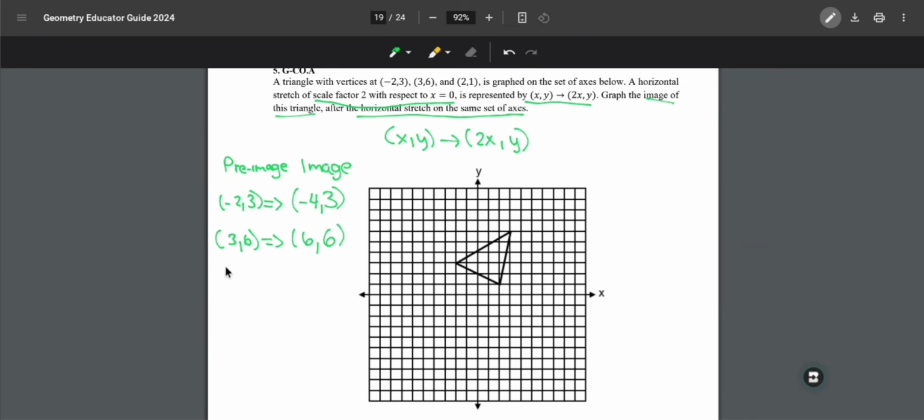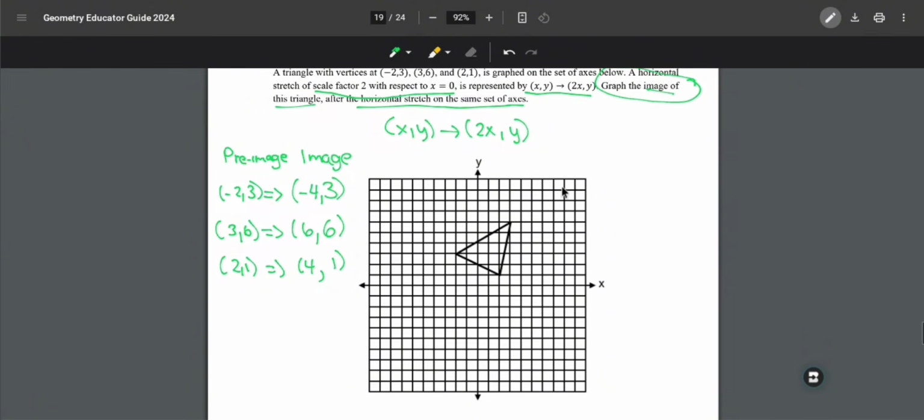The third point says 2, 1. I'm going to multiply my x by 2, so I'm going to get 4, keep the y the same, and 1. That's it. That's what they're asking for. But then they asked to graph the image. Please make sure you read the question in its entirety. So I'm going to graph my image.